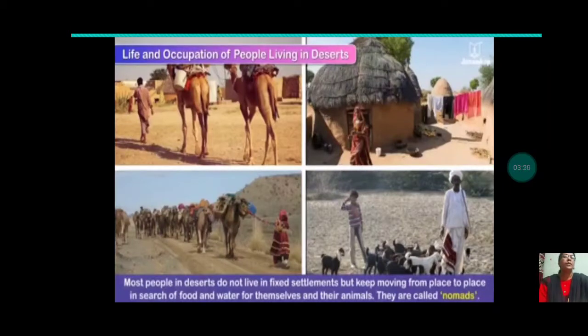Most people in the desert do not live in fixed settlements. They are not making permanent houses or fixed settlements, but keep moving from place to place in search of food and water and pastures for themselves and their animals, and they are called nomads. So what are they called? They are called the nomads, children. And when they go with their camels in a line, that is called a caravan.